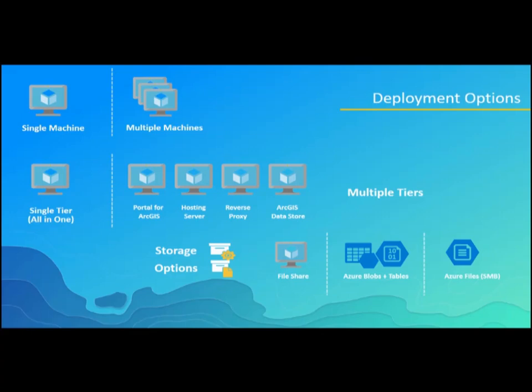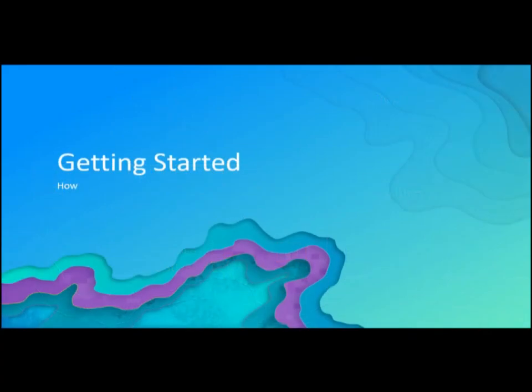I'll go through another slide in terms of discussing which options to use when. So there's the file share option. There's also the option to use Azure blobs and tables. And then the third one, which is Azure Files, which provides SMB as a service, is new at 10.6. And in a subsequent slide, I'll explain the pros and cons and when to use what and considerations there. In terms of getting started, how does that work?